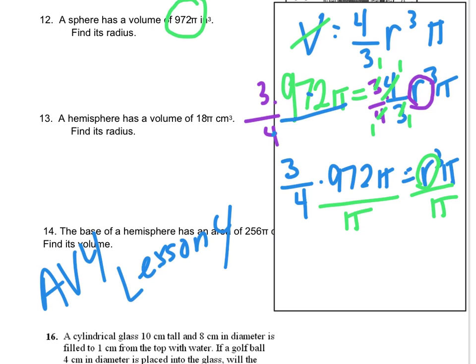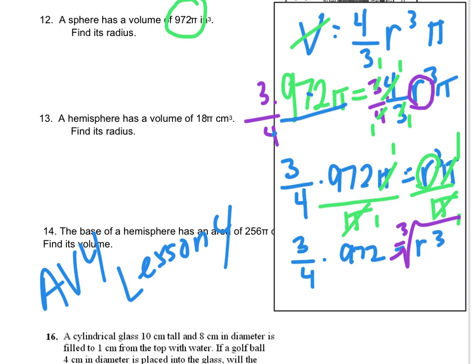Ooh, love it when this happens. Pi goes into pi once, pi goes into pi once, pi goes into pi once, pi goes into pi once. We're left with whatever this number turns out to be equal to r cubed. Nothing is left that is multiplied to this r cubed. So now we can undo the exponent. And we'll undo the exponent by taking the cube root.